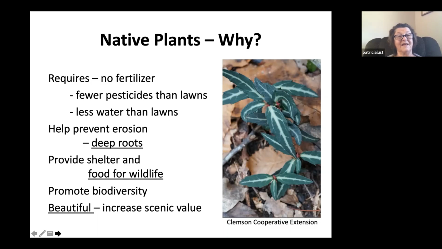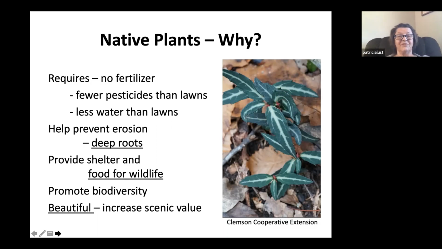I think I already said they like to live here. They don't require any fertilizer. They don't require pesticides. They don't require water. If you're going to transplant them into your garden, you might want to baby them along a little bit and water them at the beginning, but then they're fine.